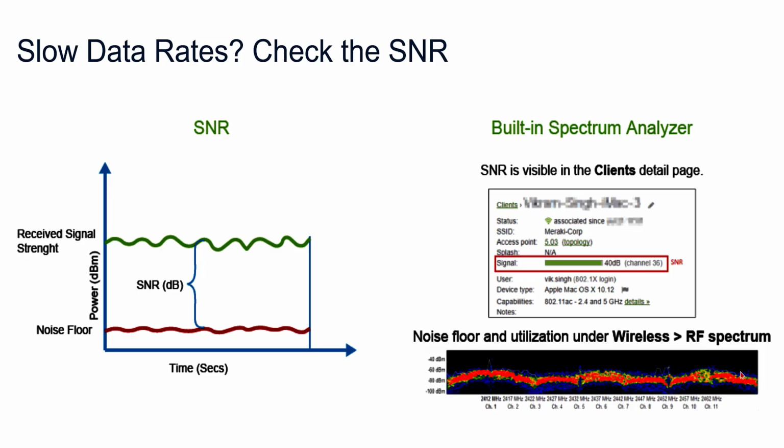The graph is showing us what we've got. The green line is our RSSI. That's our signal strength indicator. The red line is our noise floor, and the gap between them is the ratio. The bigger the gap, the better the wireless performance. The smaller the gap, the poorer the performance.